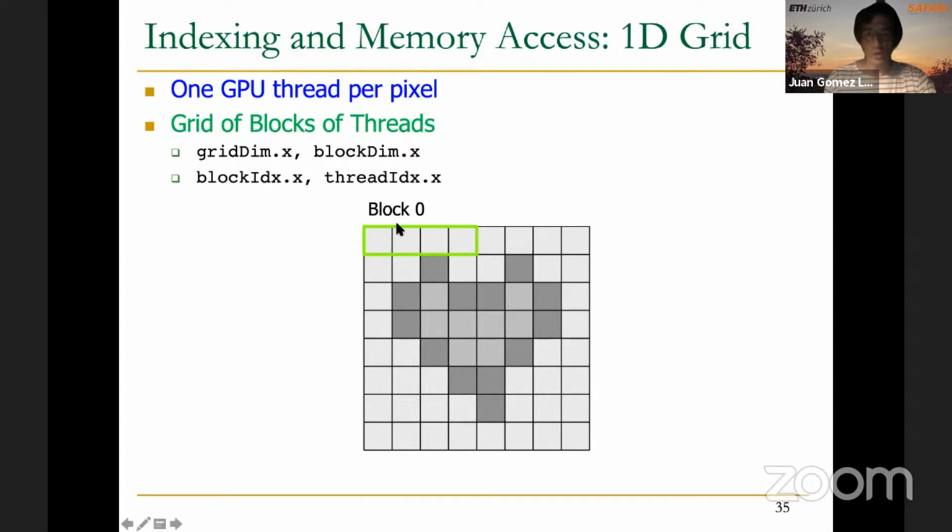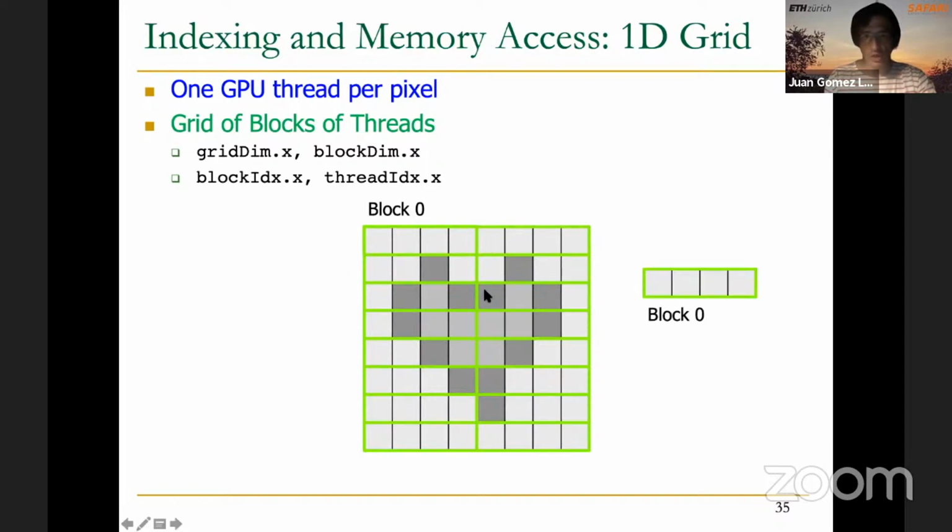Well, we are going to assign consecutive pieces of the image to consecutive blocks. This is for block 0, and this is for the rest of blocks, block 1, block 2, block 3, and so on.